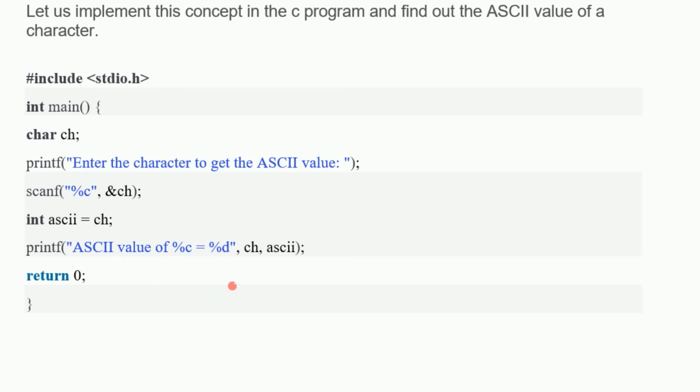You can even reverse the process. You can take an ASCII value and print the equivalent character. This program may be converted: scanf("%d", &ascii), then printf("ASCII value of %c is %d", ch, ascii). Directly you can take one more concept, %d here and %c here, and then it will automatically be converted from number to integer to character.